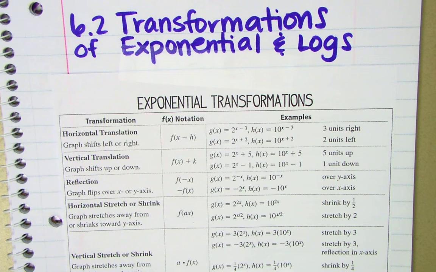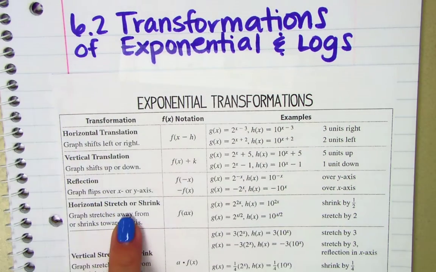Where vertical stretch and shrink stays the same number, you just put the number right out in the front of the equation. A whole number would be a stretch, and a fraction is a shrink. All that's pretty much review. This chart we've seen almost every time we've done transformations. It's just a little bit different for each thing.